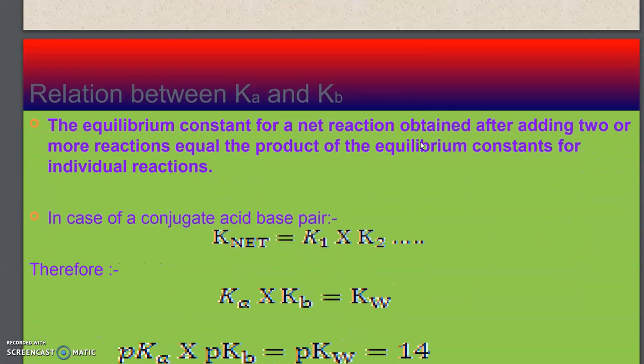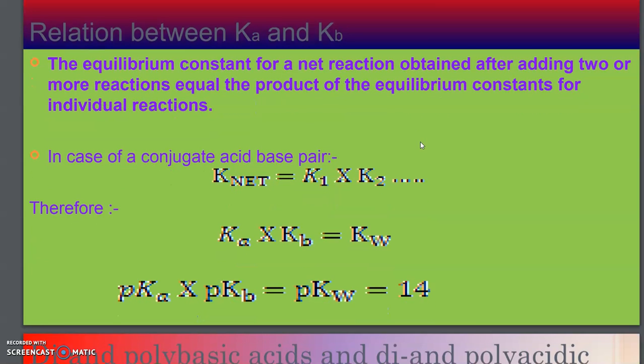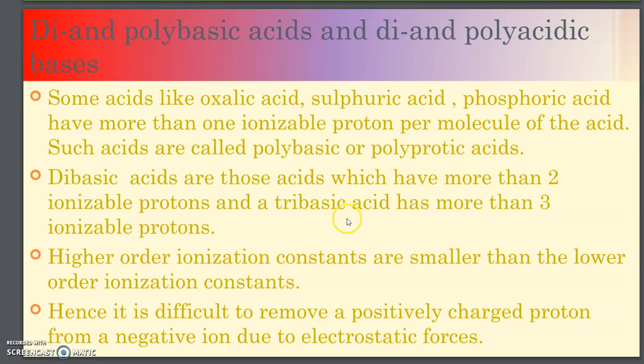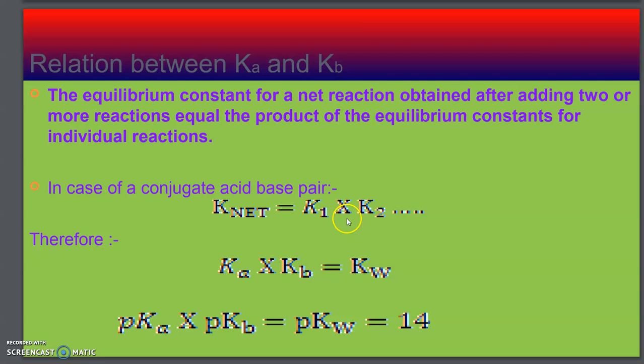Now we'll see the relation between Ka and Kb. We know Ka is the acid dissociation constant and Kb is the base dissociation constant. The equilibrium constant for the net reaction is obtained by adding these two. In the case of a conjugate acid-base pair, K net is equal to K1 into K2, that is, Ka into Kb is equal to Kw. So pKa + pKb = pKw, which is equal to 14, as we know.